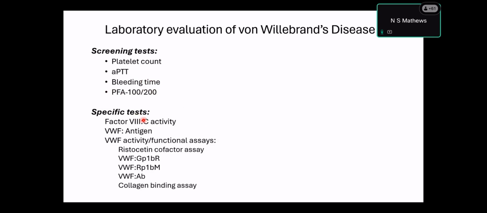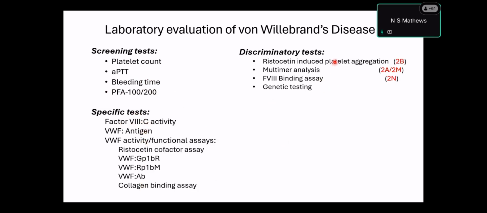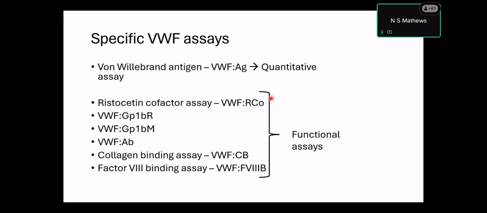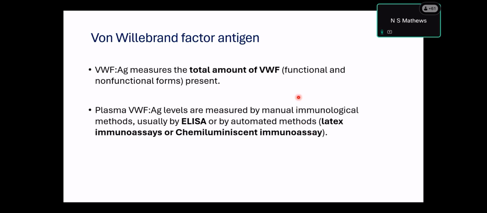Your specific tests for von Willebrand disease: you need to know the factor 8 levels, von Willebrand antigen and activity, including collagen binding assay, and some discriminatory tests. If you have some of these, you can actually discriminate between 2B, 2A, 2M, 2N. Ristocetin induced platelet aggregation. So the specific test, von Willebrand antigen, is quantitative, and the remaining assays are all qualitative. I'll go a little fast because this is all a little theory, which you can read up.